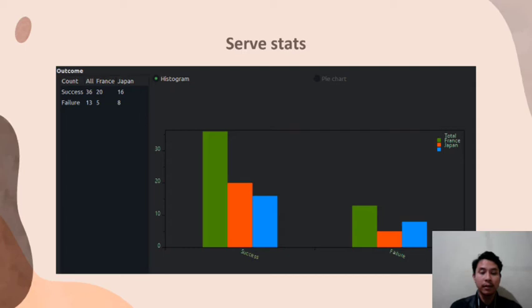Based on this histogram, the total of France's successful serves is higher than Japan's. France has 20 successful serves compared to Japan, which has only 16. But for the failure, Japan has more failures than France: Japan's failures are 8 and France's are only 5 for the serve.